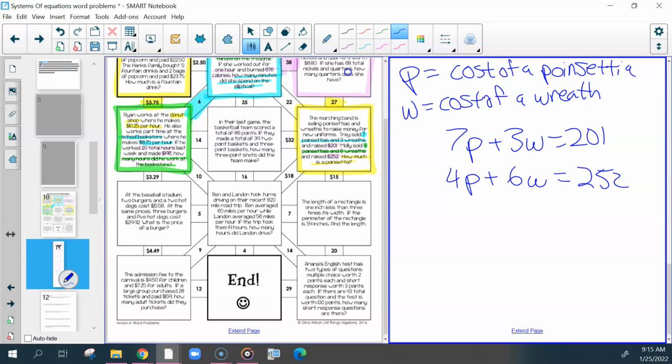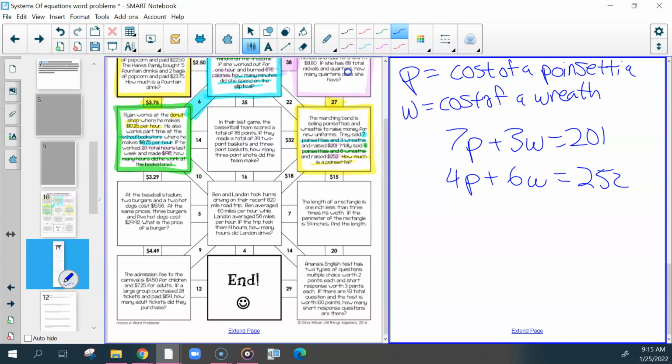Sometimes you may want to wait until after you've set up the equations to decide which method to use. This one would probably be better to use elimination than substitution or graphing, just because you would end up with fractions. Not that that's bad, but if you can avoid them, do that. For this one, since we're looking for how much is a poinsettia, we need to get rid of W. Because when we eliminate our W, P will be left.